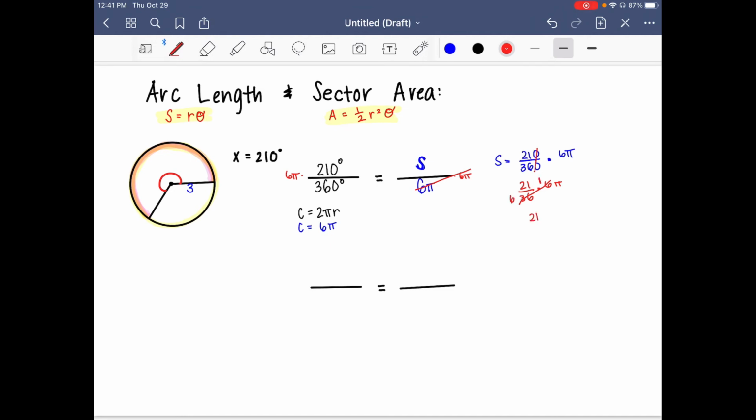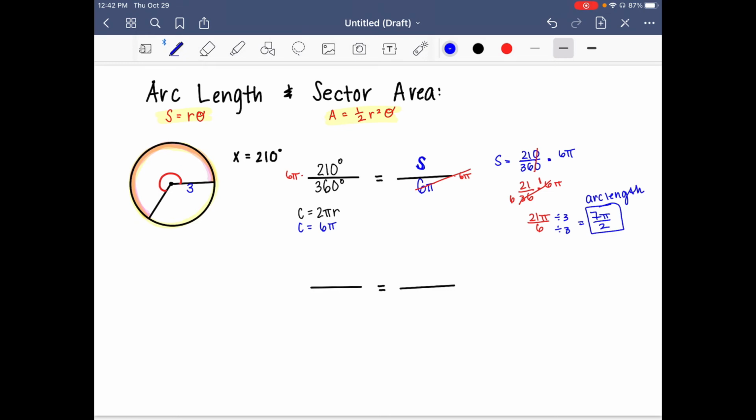So this is now 21 pi over 6. And I know that I can divide 21 and 6 both by 3. When I do that, I'll be left with 7 pi over 2. So my arc length is 7 pi over 2.